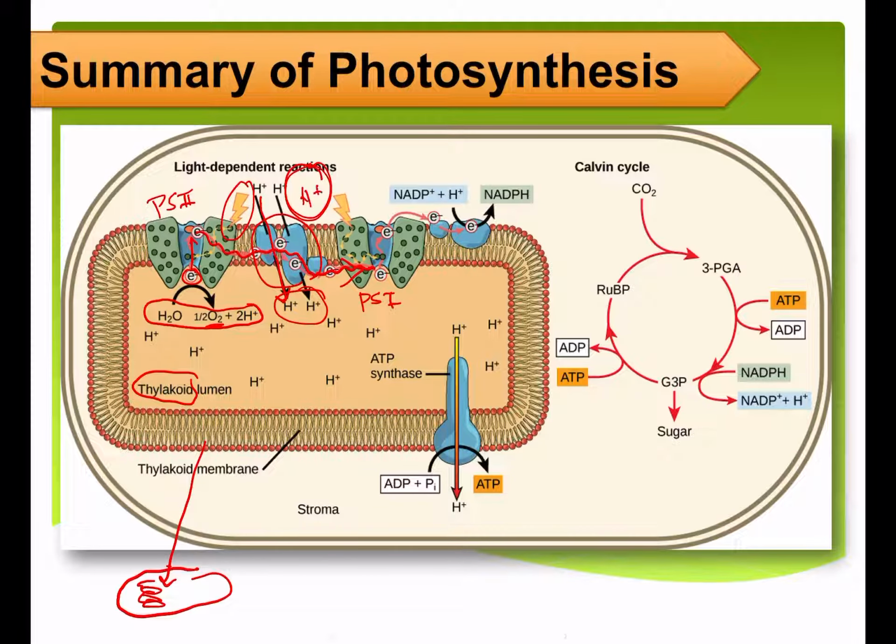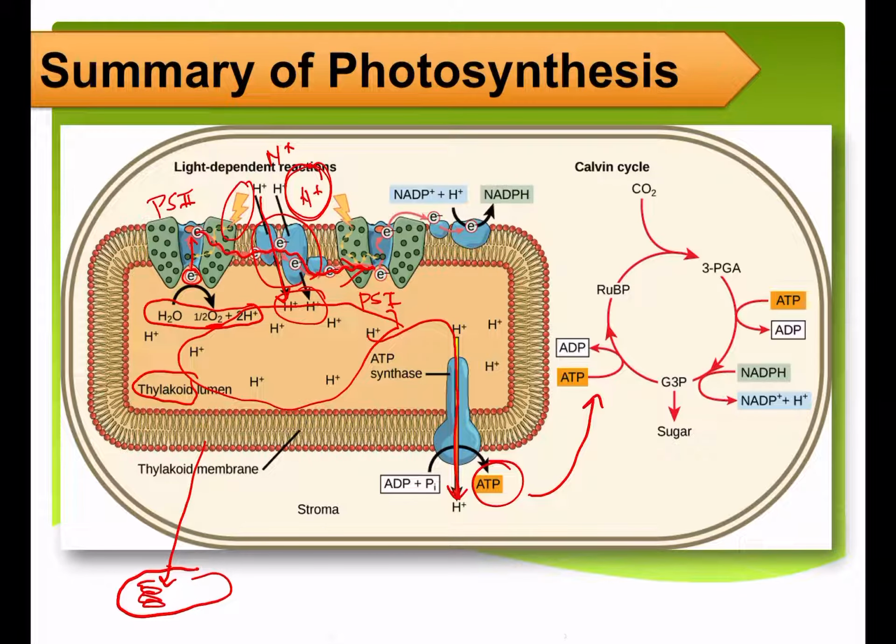So the stroma has a lot of hydrogen ions around, and it's being pumped into the thylakoid lumen. And all this buildup of hydrogen ions, just like cellular respiration, is going to go through your ATP synthase to make molecules of ATP. ATP will then travel to the Calvin cycle.